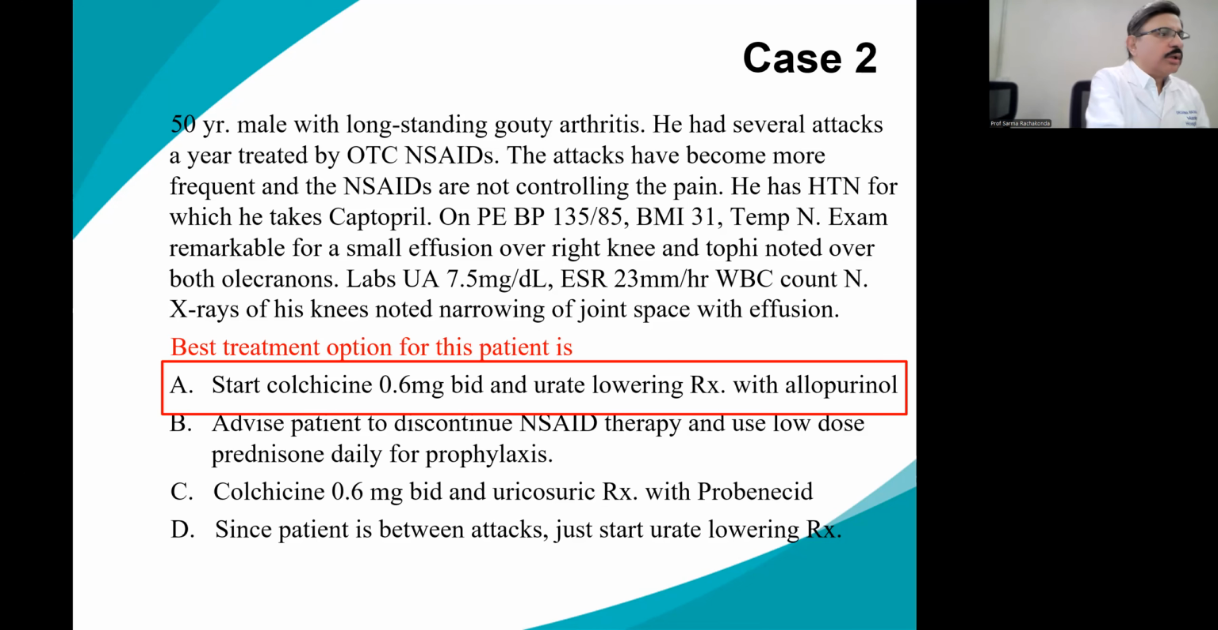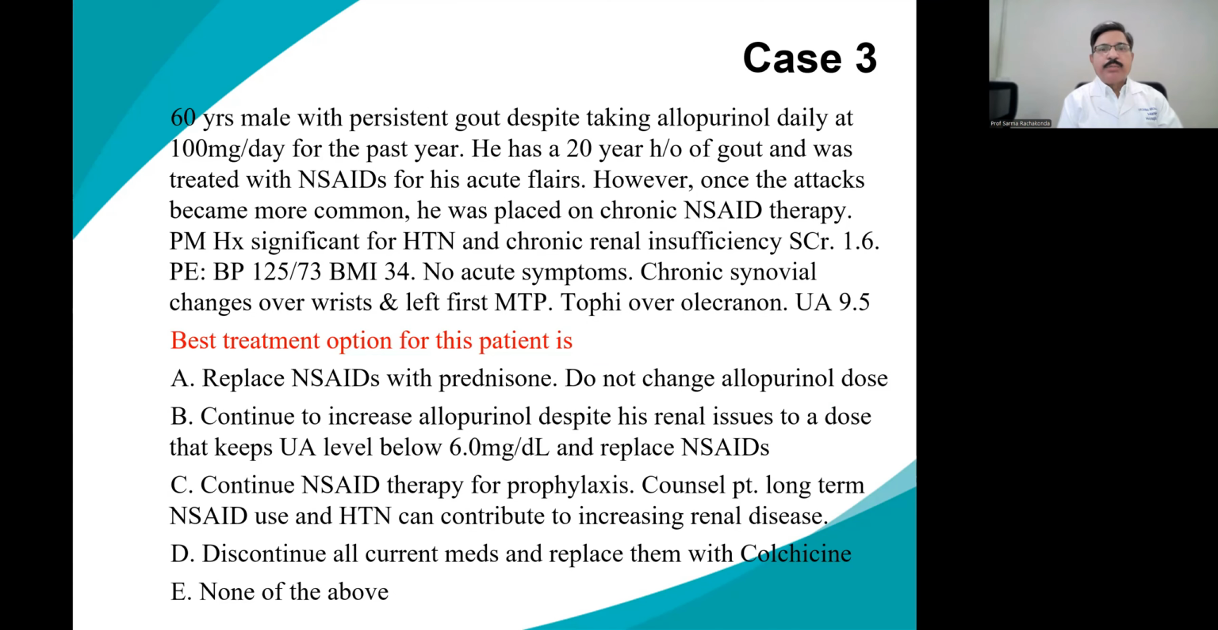Now how about the third? So what type of patient is this? First of all, you must know this man is already taking allopurinol, a xanthine oxidase inhibitor. And over the last 20 years, there is gout history with NSAIDs for acute flares. Whenever an acute flare is there, they give NSAIDs. However, the acute attacks have become more common. He was placed on chronic NSAID therapy.